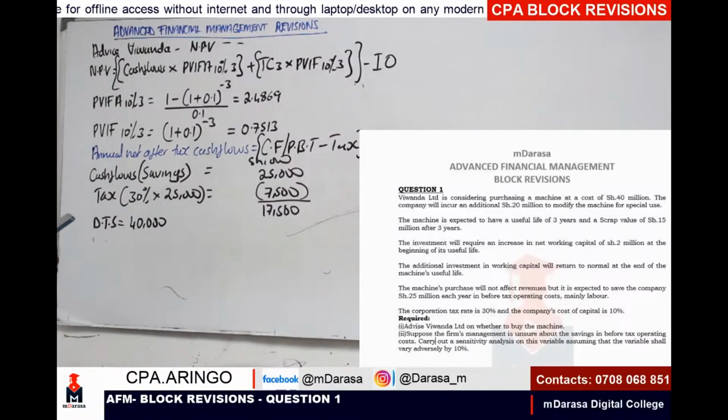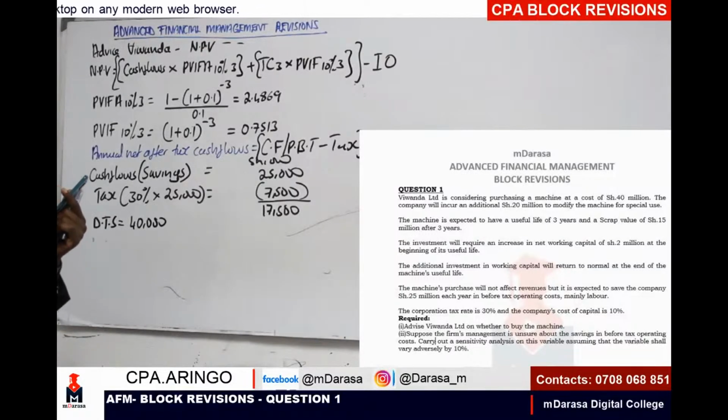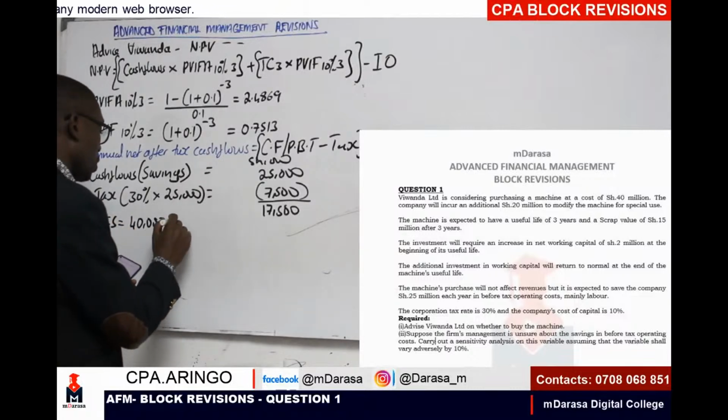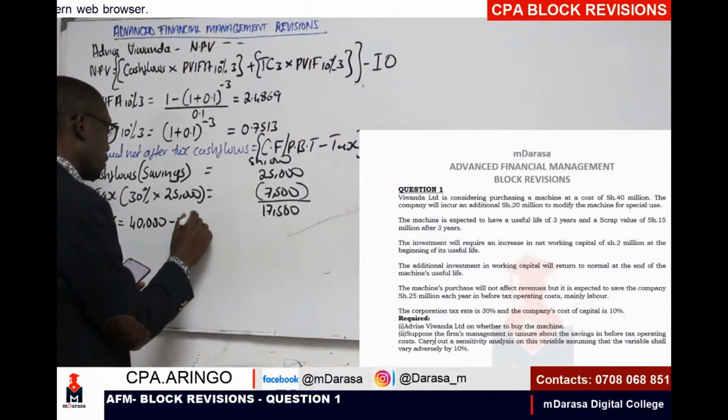Because that is, of course, exclusive of that additional item for the purpose of depreciation. I'm having 40 million. What is our residual value? Residual value is given in the second statement, where the machine is expected to have a useful life of 3 years and a scrap value of 15 million. So scrap value here is 15 million.